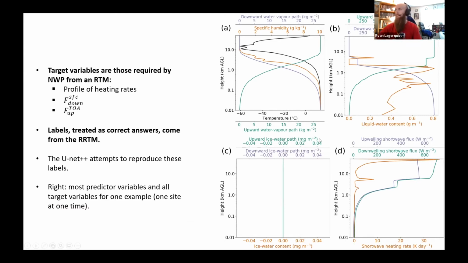And on the right-hand side here, I'm just showing for one case, most but not all of the predictor variables. Panel A is showing some of the predictors related to water vapor. Panel B is showing stuff related to liquid water. Panel C is showing stuff related to ice water. In this case, it's 0 throughout the entire column, so it's a bit boring. And panel D is showing the profile of upwelling flux and downwelling flux, and also the profile of heating rate in orange.